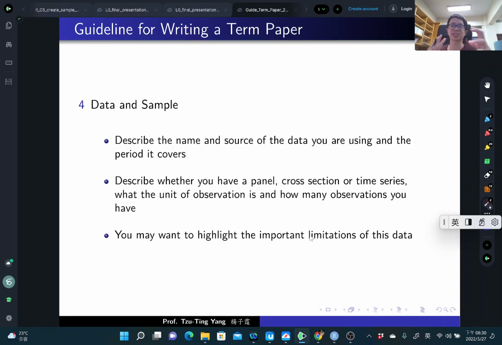And then the data and sample, that's a very important part. Usually you write the introduction including some literature review, and then you move to the data and sample. It doesn't necessarily need the theoretical framework. The data and sample section has two parts. The first part is you describe the data. Describe the name and source of the data you're using and the period it covers. Describe whether you have panel data, repeated cross-sectional data, or time series data, what the unit of observation is, firm level, individual level, household level, or country level, and how many observations you have. You might want to highlight some limitations of this data set. Also try to discuss why you want to use this data, and why this data set is suitable to help you answer your question. So this is the first part of the data and sample.